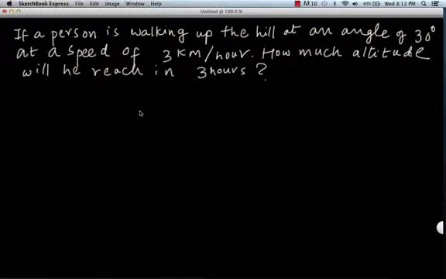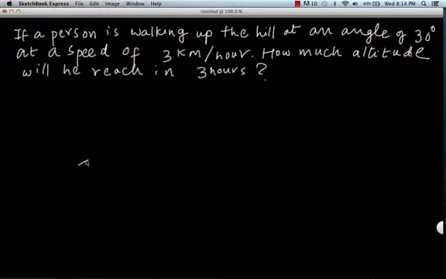Let us solve another problem. If a person is walking up a hill at an angle of 30 degrees and at a speed of 3 kilometers per hour, how much altitude will he reach in 3 hours? So let's draw a picture.